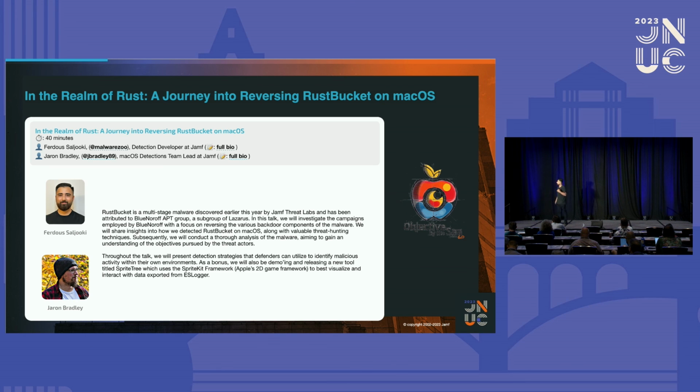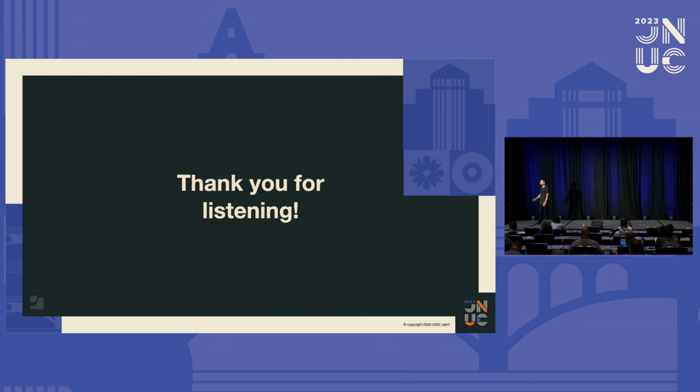So if you're interested in more of the analysis of RustBucket, how we went about finding exactly the various stages of this malware, also how we went about building a command and control server to detonate the malware and have it execute additional payloads, check out our Objective by the Sea talk, In the Realm of Rust: A Journey into Reversing RustBucket on macOS. We also cover some of the challenges with reversing Rust and how to overcome them for malware analysis. And that is all. Thank you very much.